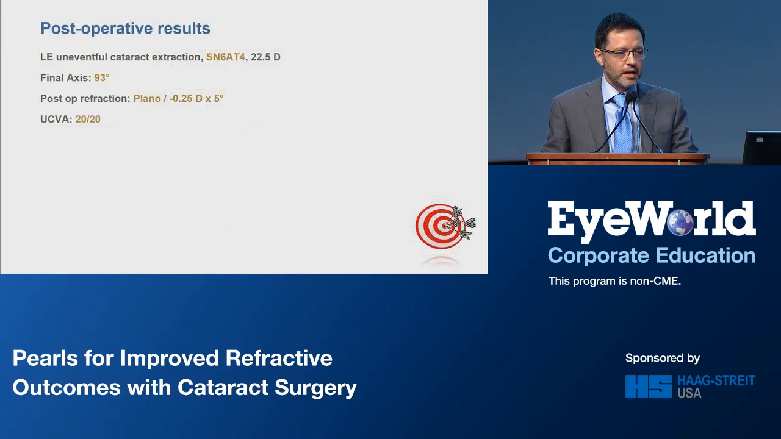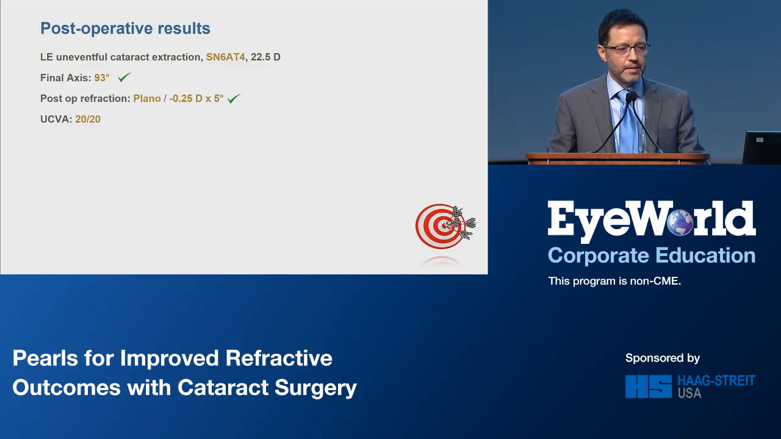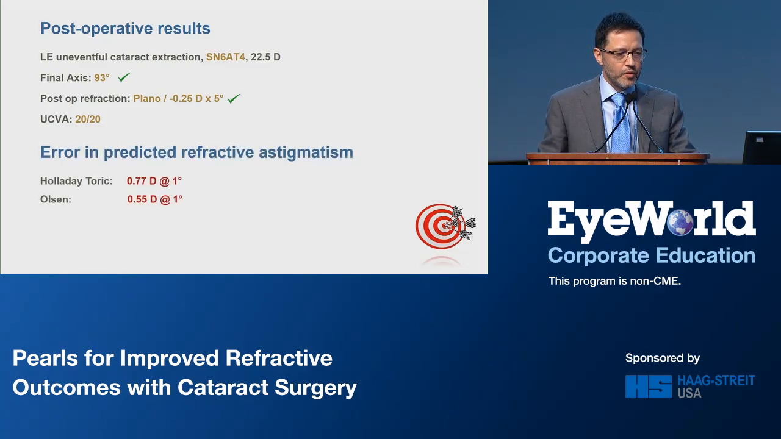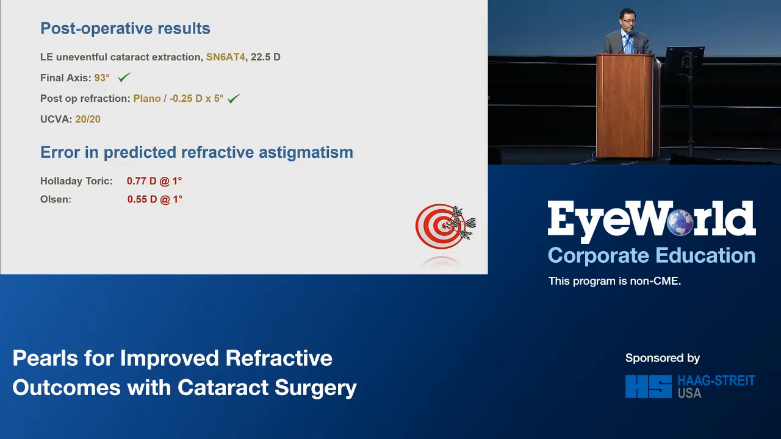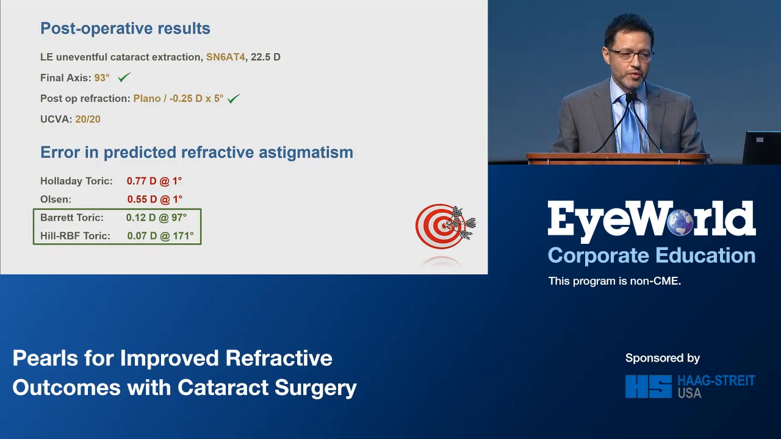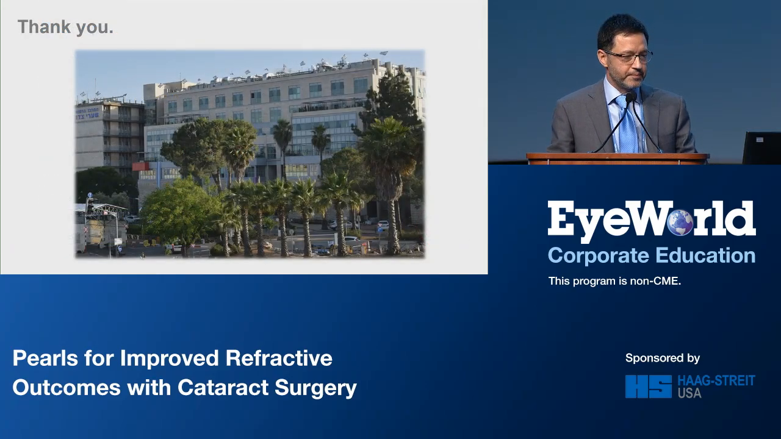So this lady had uneventful cataract extraction with a T4 lens implantation, and the final axis 93, just 1 degree off depending on which calculator you look at. Post-op refraction plano minus 0.25 at 5, so slightly with-the-rule residual astigmatism. And if you look at the error in the predicted refractive astigmatism, both the Holladay and the Olsen calculators yielded significant against-the-rule prediction errors, whereas using the Barrett and the Hill-RBF Toric calculator yielded prediction errors which were close to 0. Thank you.